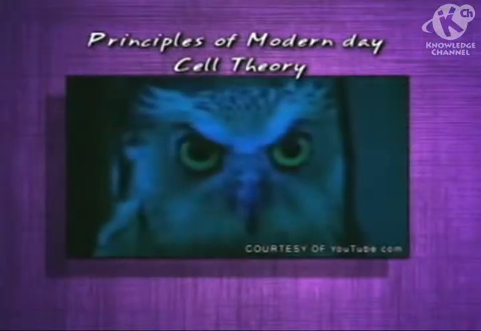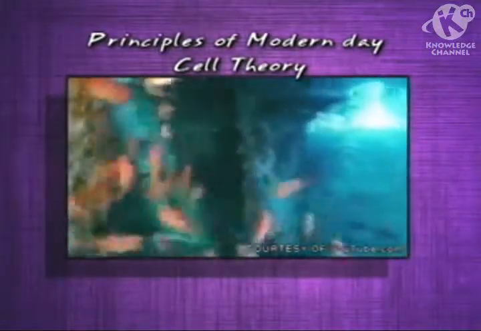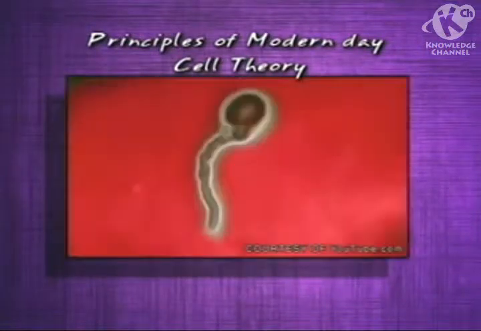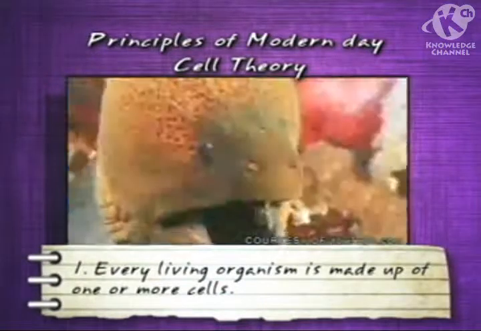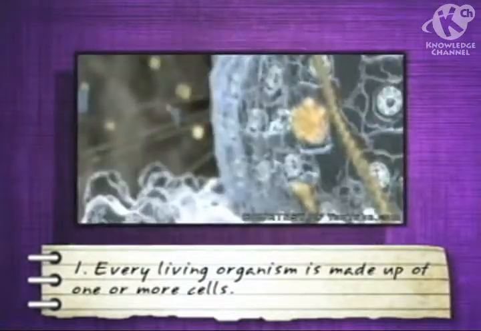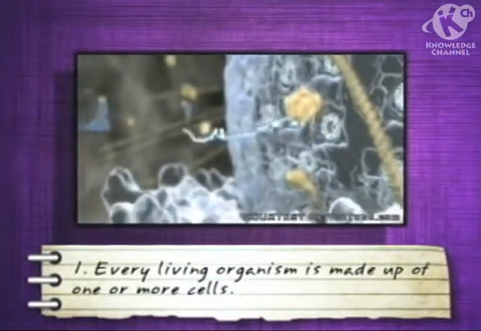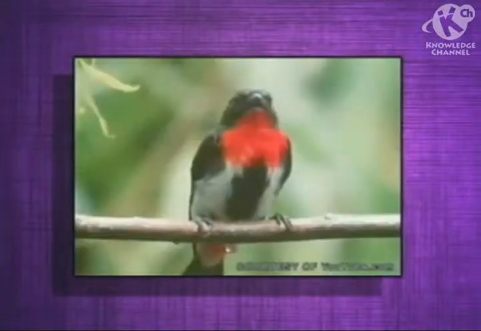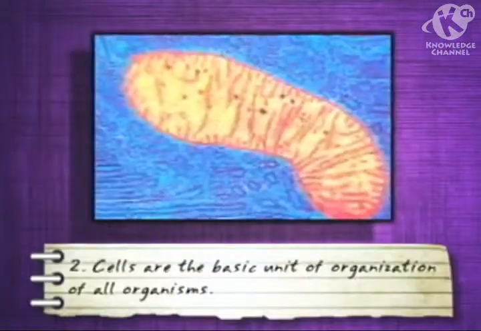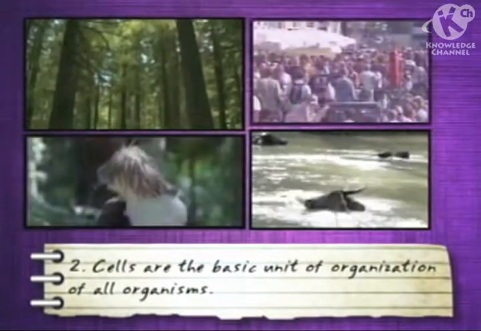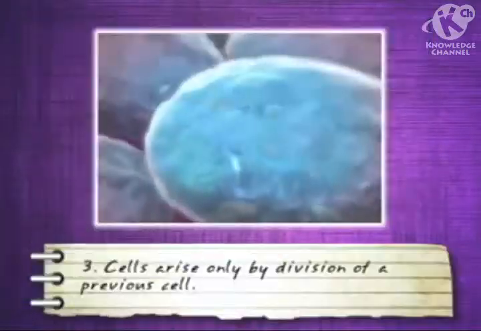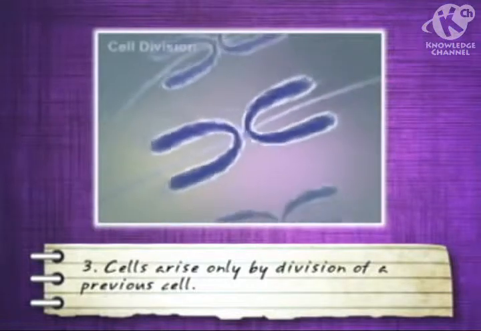Based on these observations, the modern-day cell theory evolved. The three principles of the modern cell theory state that, first, every living organism is made up of one or more cells. Some organisms, like the bacteria and some protozoans, are unicellular, while some organisms, like plants and animals, are made up of many cells. Second, cells are the basic unit of organization of all organisms. Third, cells arise only by division of a previous cell.